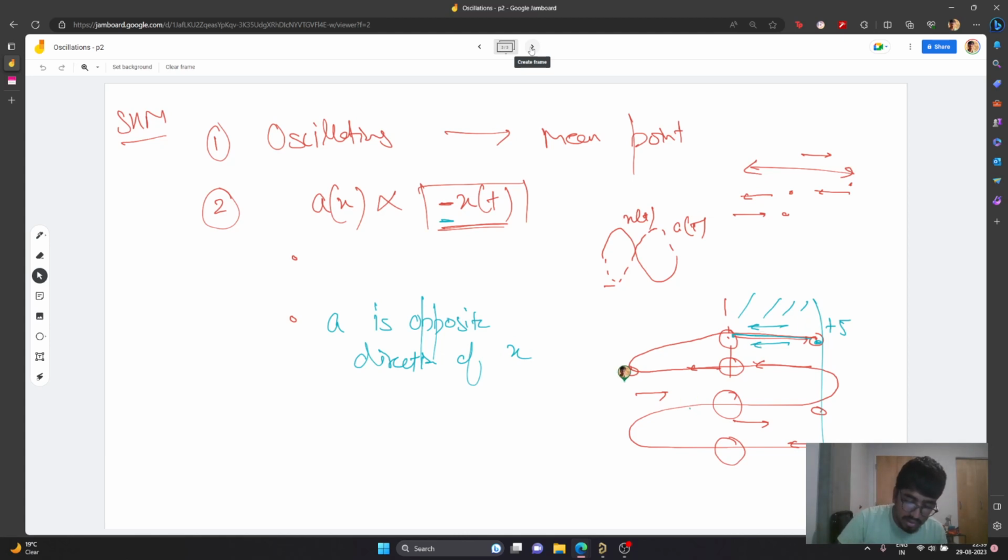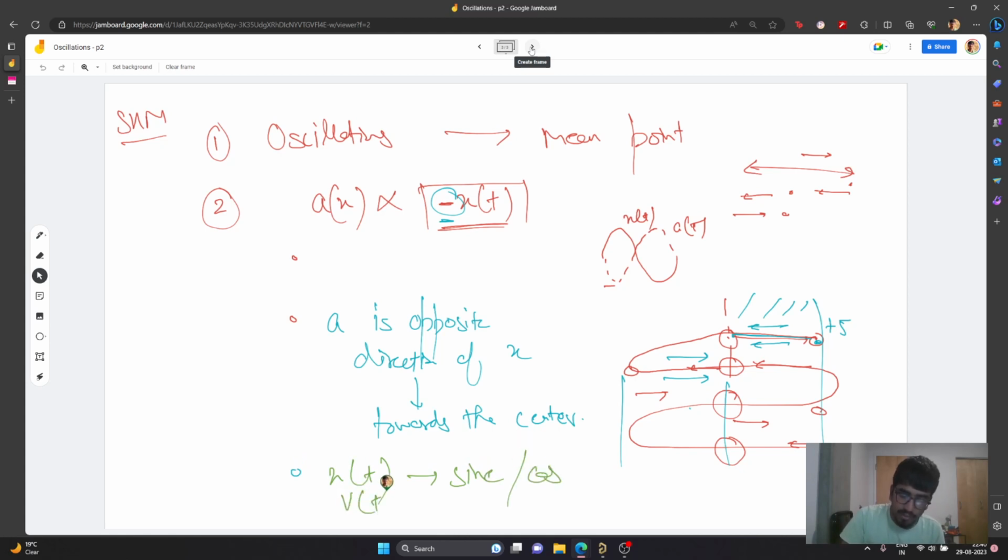backwards. If x is negative in this region, then in that case, acceleration will be towards the center again. So this basically means it is always towards the center. So this negative sign makes it towards the center, and this proportionality makes it some special condition in which we can say that x of t looks like a sine curve. So x of t looks like a sine or a cos.